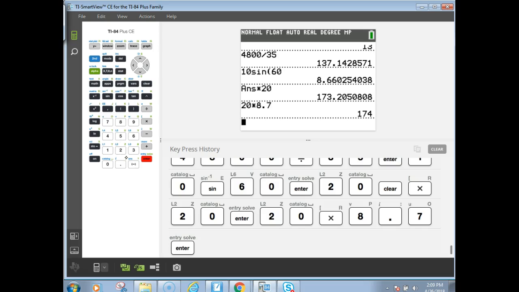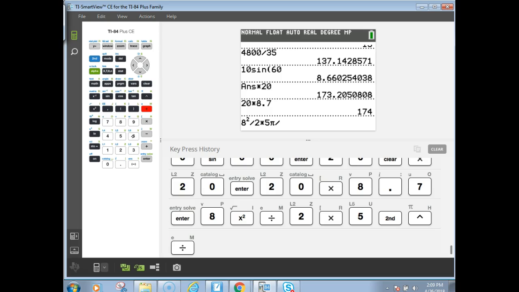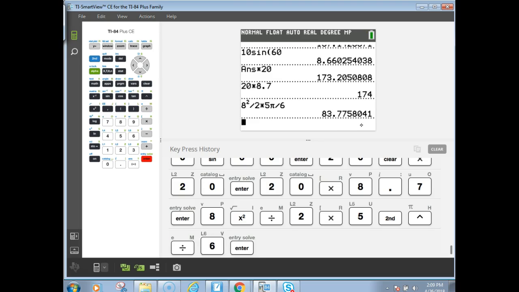You can just take 8 squared divided by 2 times, what was the radian measure? I forgot. 5 pi over 6. 5 pi divided by 6. You're welcome.